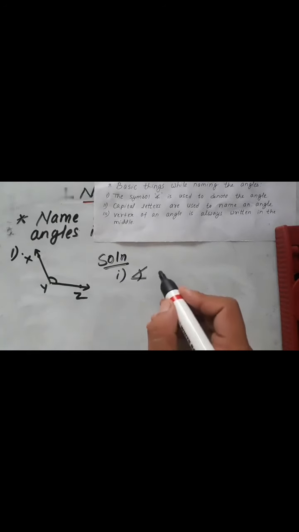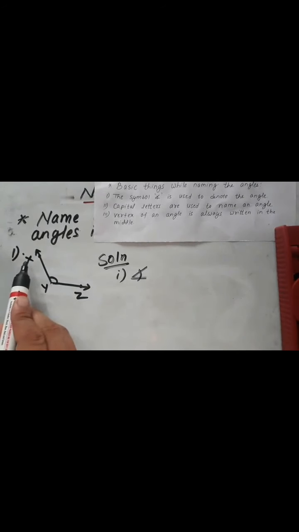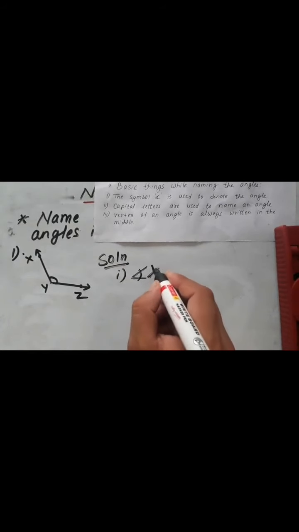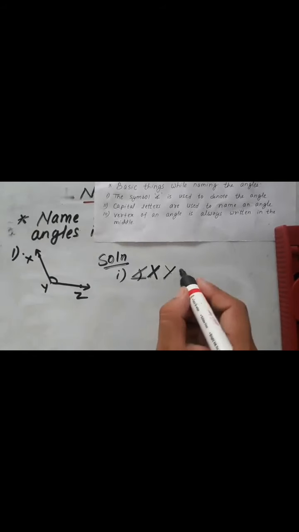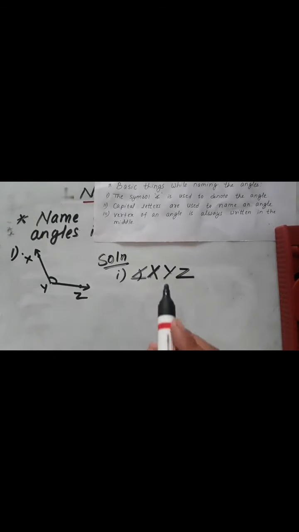So students, let's write. So Y must lie in the middle. It means now we have to keep either X first or Z first. Let's write angle X Y Z. So students, this is the name of this angle: angle XYZ.